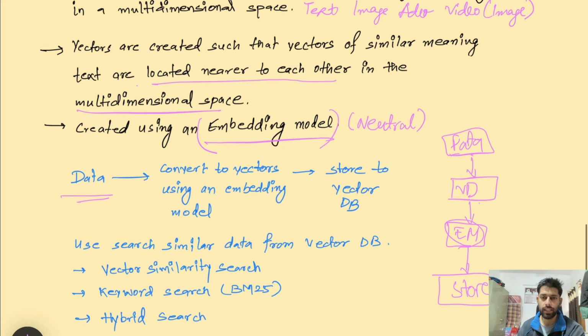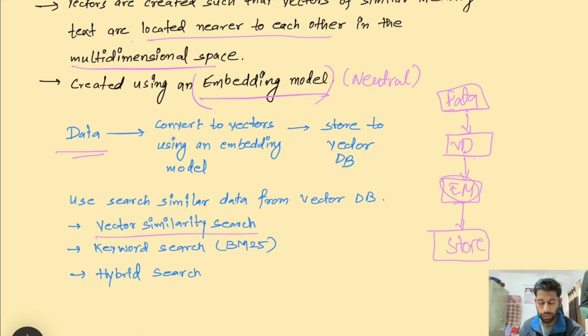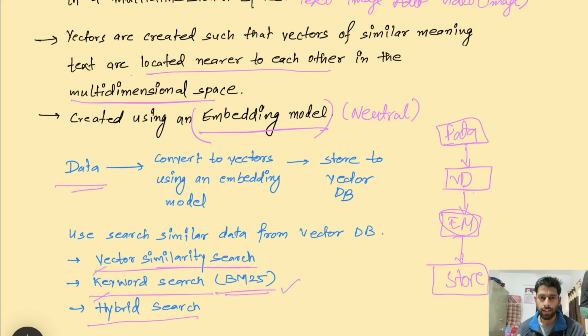Now, what are the operations that you can perform in a vector database? You can do similarity search, which is nothing but finding similar vectors. You can do keyword search as well, which is nothing but finding the most occurrences of a keyword in a chunk of text, also known as BM25. You can also perform hybrid search, which is a combination of vector and keyword search. Also, not just for text, you can do all these things for images or any other kind of data as well.